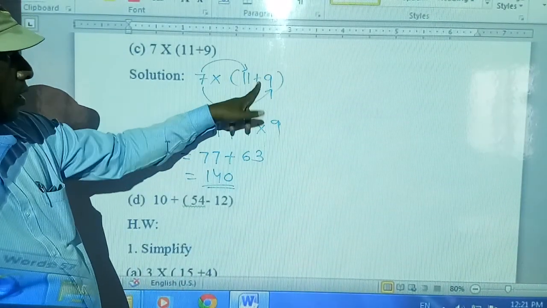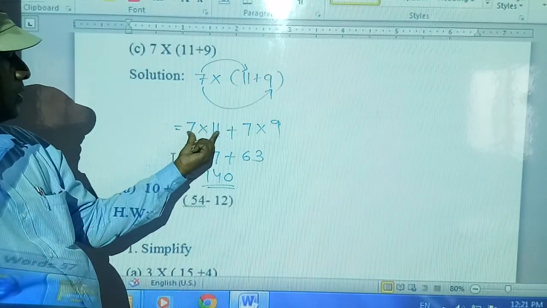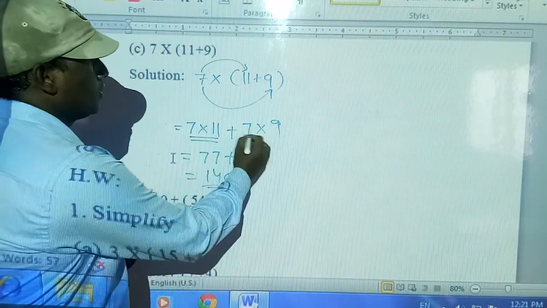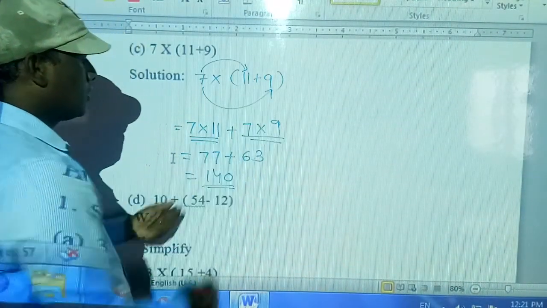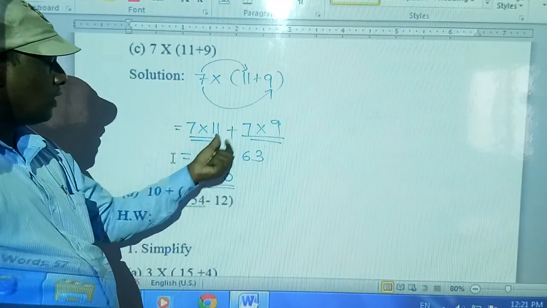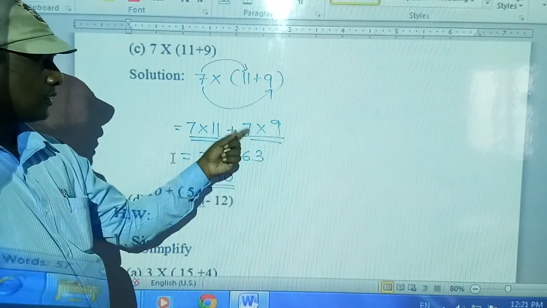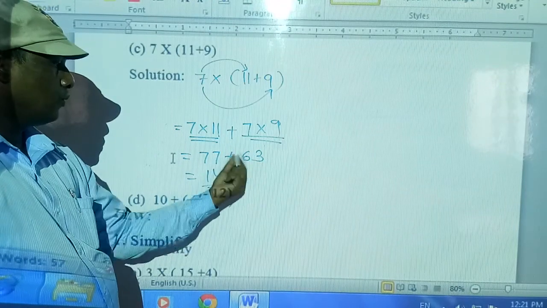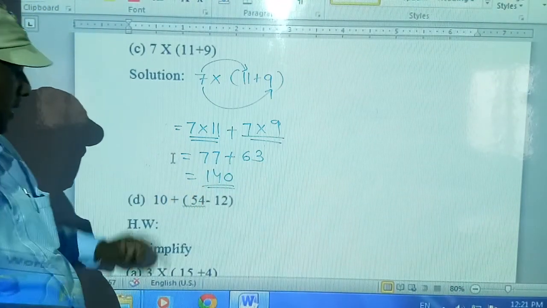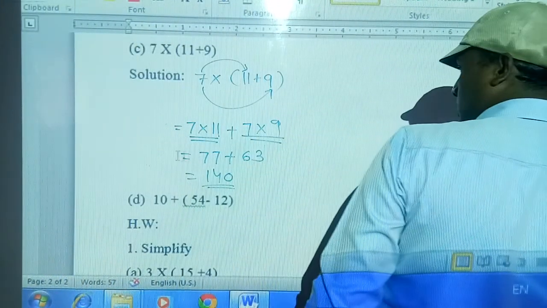7 with 11 plus 7 with 9. The sign between them stays. If we multiply 7 into 11, we get 77. 7 into 9 is 63. We add both to get 140. In the same way you can do another example, which is also given.